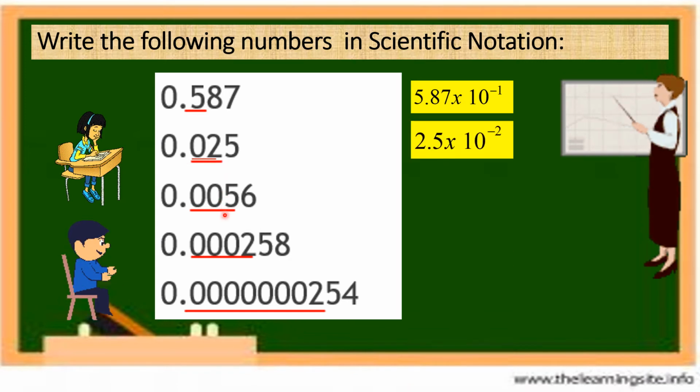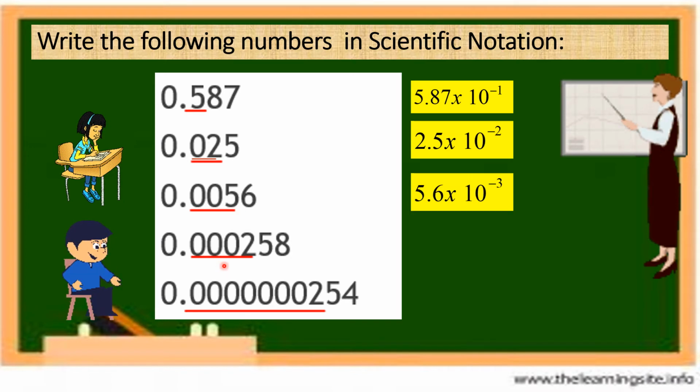We are in the third number. So we have 56 10,000s. So the first non-zero digit is 5. So we'll place a decimal point between 5 and 6. Then after that, we count the number of digits to the left. 1, 2, 3. So that is 5.6 times 10 raised to negative 3.